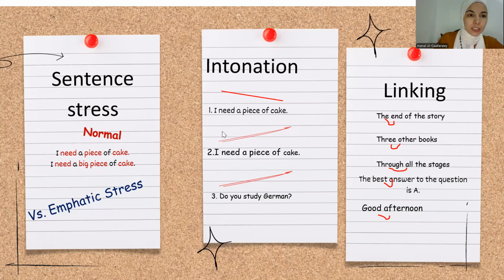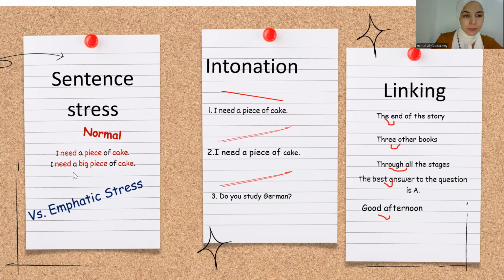Okay, so if we, for example, pronounce this sentence, it will be, I need a piece of cake. So need, piece, and cake are peaks in my voice wave. And the other words, the pronoun, the article, and the preposition are weaker. They are not clear in my pronunciation because they are function words.